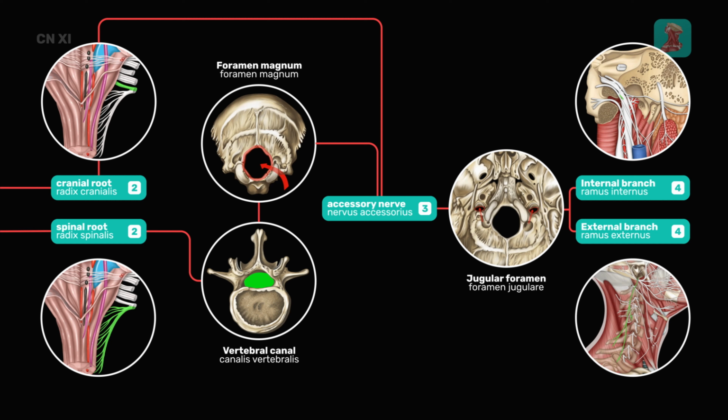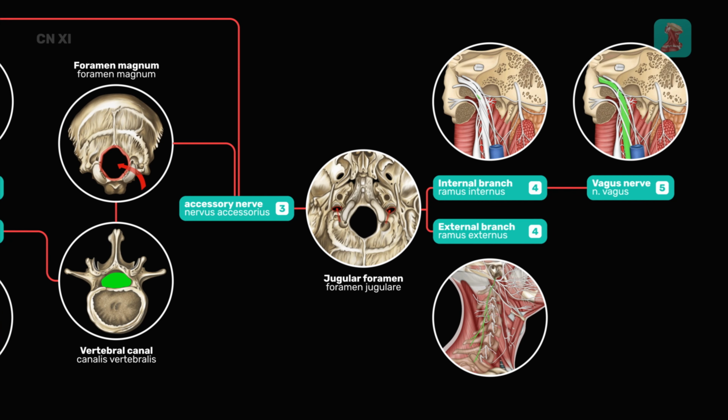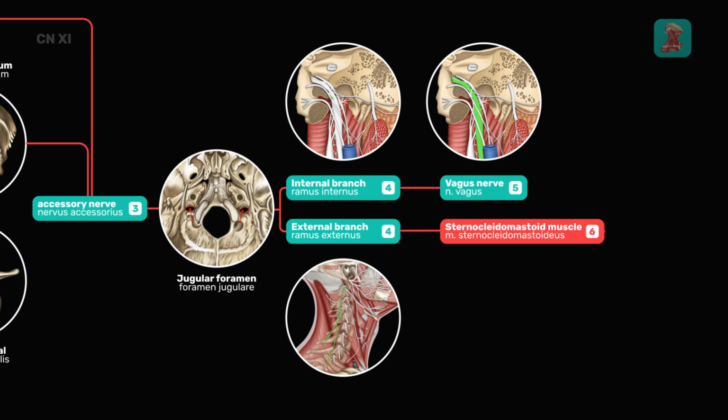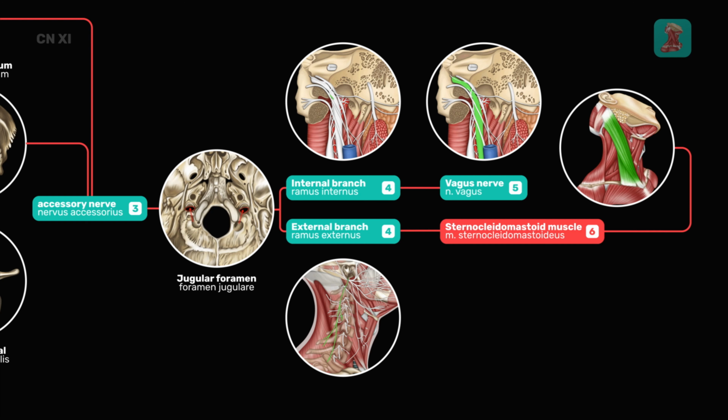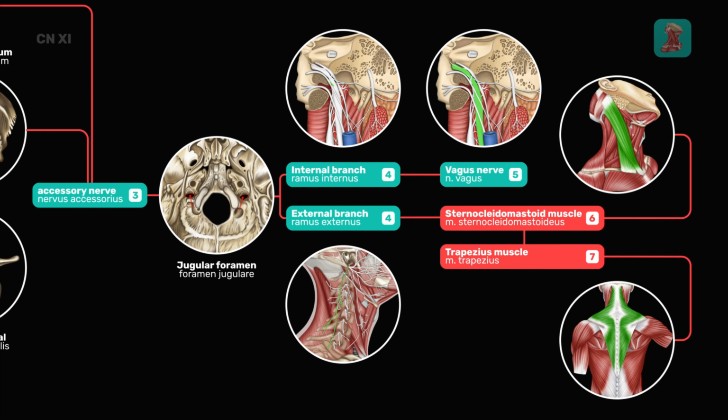The internal branch is formed by the fibers of the cranial root and continues its course along the pharyngeal and laryngeal branches of the vagus nerve. Some authors still consider only its spinal division to be the accessory nerve and attribute the cranial division directly to the vagus nerve. The external branch consists of the fibers originating from the spinal root. It travels inferiorly along the internal carotid artery and runs deep to the sternocleidomastoid muscle, providing motor innervation to it. Reaching the anterior border of the trapezius muscle, the nerve divides into its terminal branches.